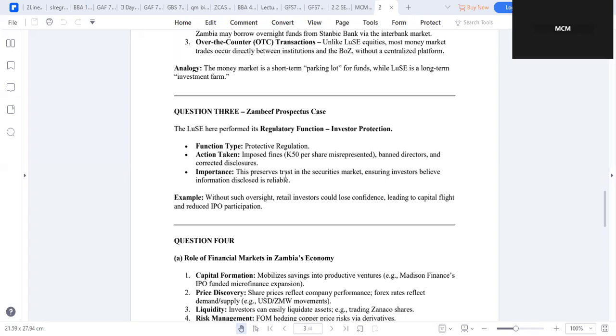So the importance here is that it preserved the trust of the market and ensured that investors would believe the information that was disclosed to be reliable. So without such an oversight, we would have people lose confidence and that would lead to capital flight and also reduced IPO participation. Question number 4.